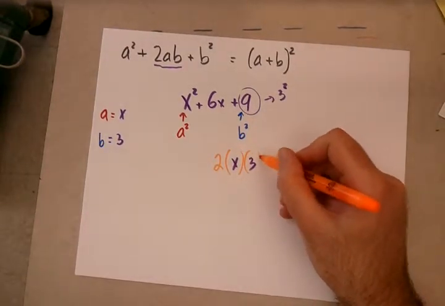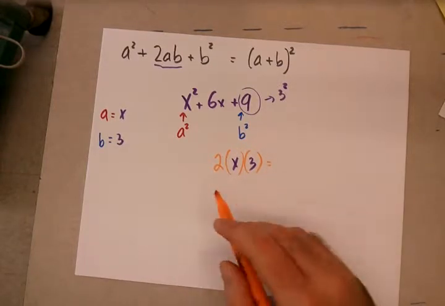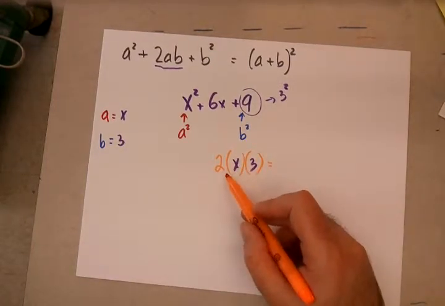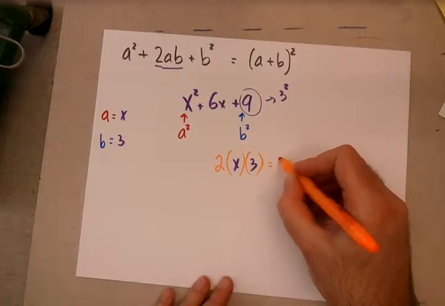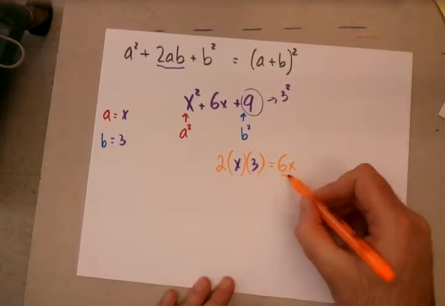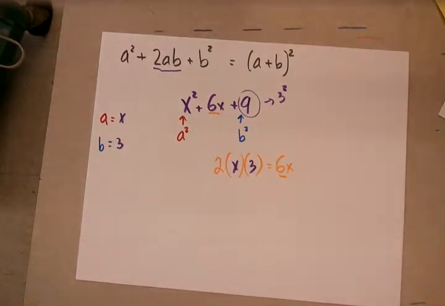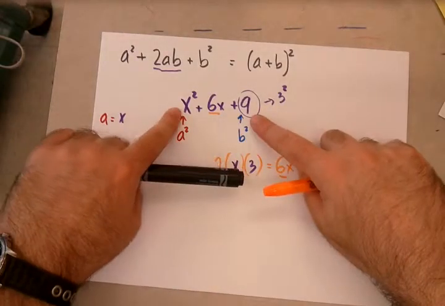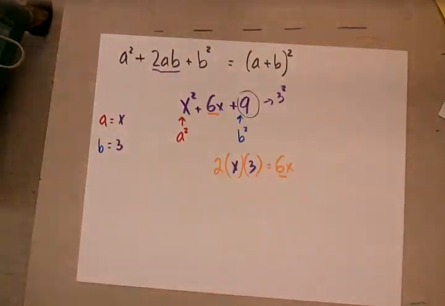So what is the product of this? 2 times x is 2x. 2x times 3 is 6x. Does this match this? It does. Which means this problem is in the same form as this. It's the shortcut form, which means you can use a shortcut.